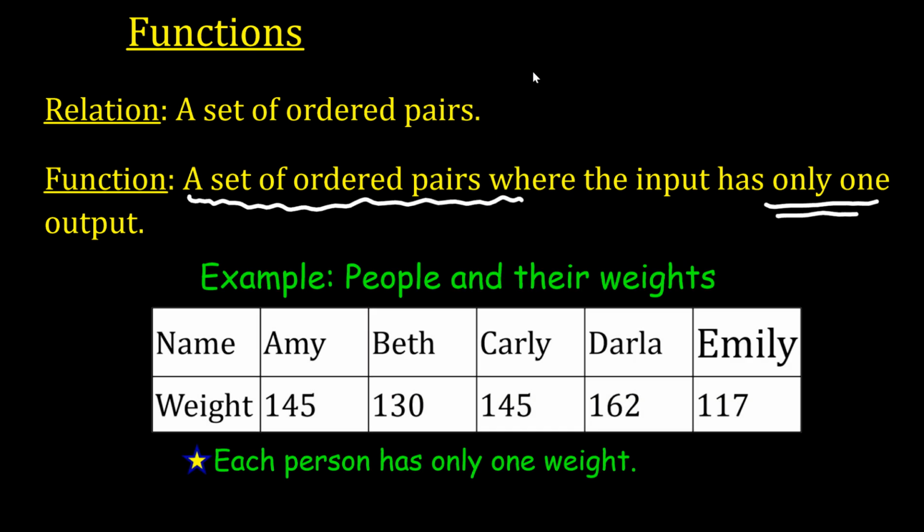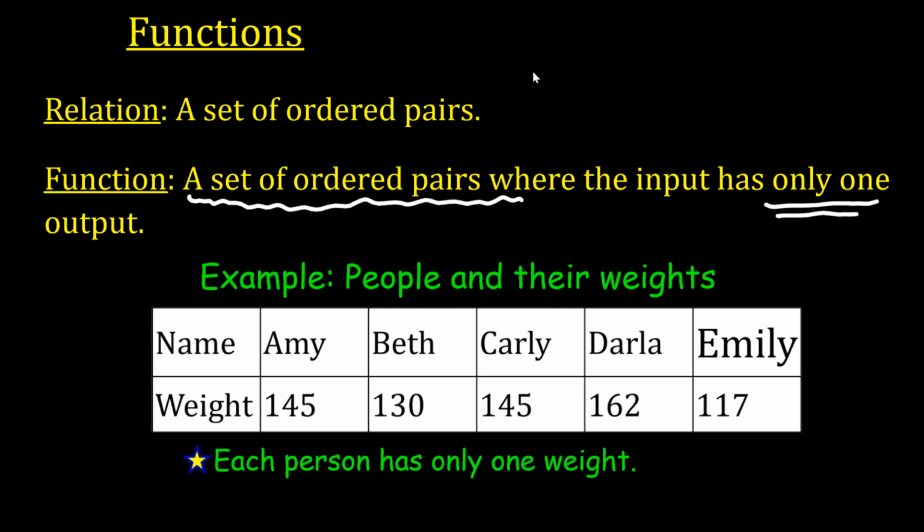And our first example is people and their weights. And so each person, I've got it by name, Amy, Beth, Carly, Darla, and Emily. Each person has one unique weight. So Amy doesn't have two different weights because at this moment when Amy took her weight, she was 145. Beth was 130. Carly was 145. Darla was 162 and Emily was 117.